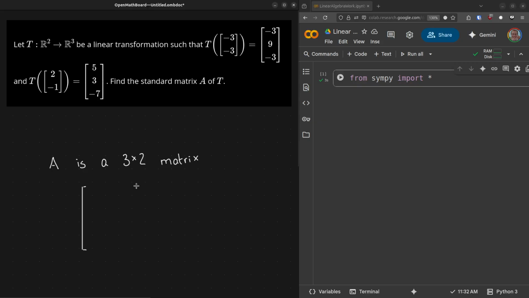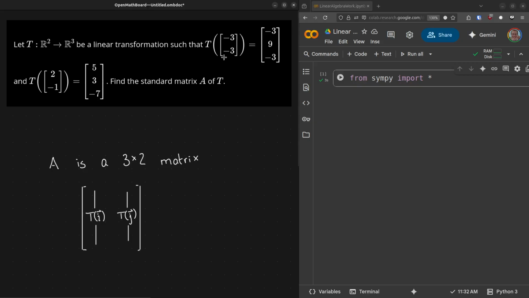The columns of a standard matrix, we know, are just the transformation on the vectors in the standard basis of the domain. For R2, which is our domain, the standard basis are vectors i and j. So I just need to find the transformation on vector i and the transformation on vector j. If I could find those, then I have my standard matrix A. Okay? So how do I actually find that?